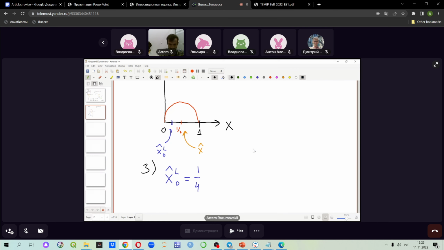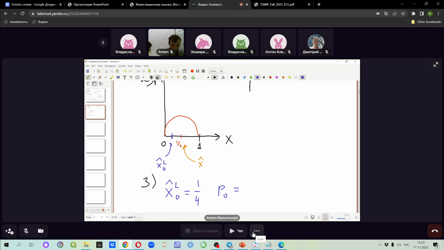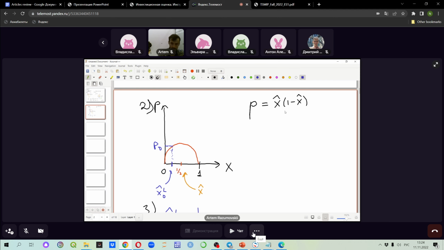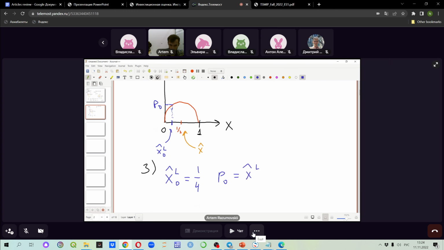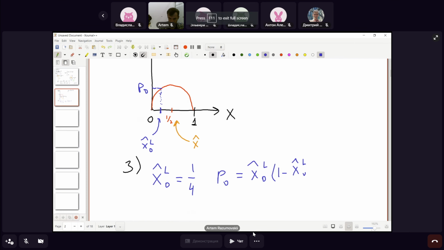Great. So now they need to find the P0, I will use the same color, which corresponds to this x. They need to consider on the graph the price which is here. So what we need to do is use our equation, right? They need to plug in the x hat L0 into x hat times 1 minus x hat. So this is 1/4 times 3/4, right? And it's 3/16. Great.